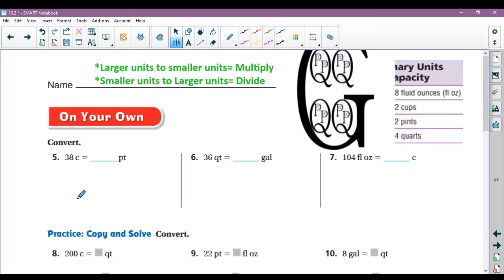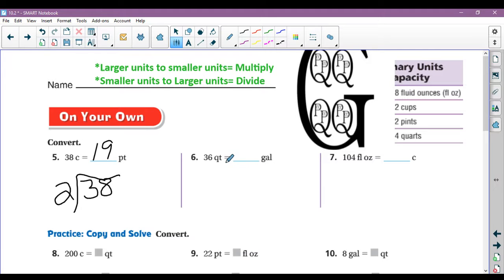So hopefully you paused, you took a moment and tried these problems on your own. I'm going to go over them here so that you can see if you got your answers correct. So now we're converting 38 cups to pints. So when you're going cups to pints, you're going smaller to larger, which means you're going to divide. So we had to take our 38 and we were dividing by 2 because there are 2 cups in 1 pint. Okay, and if you did that, you should have gotten 19.